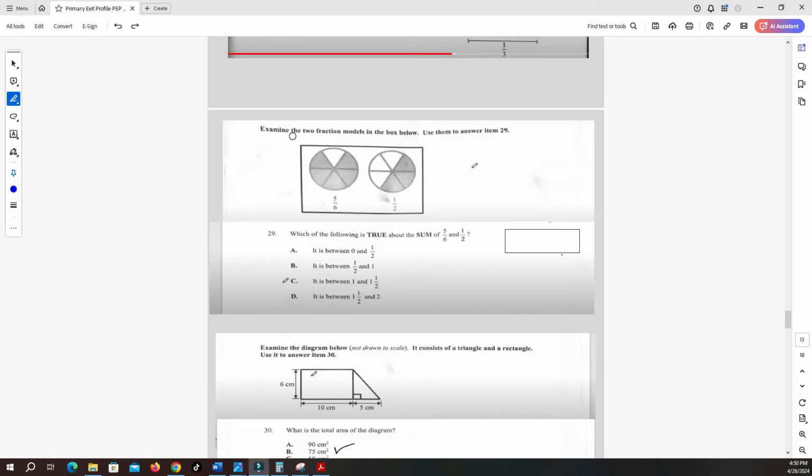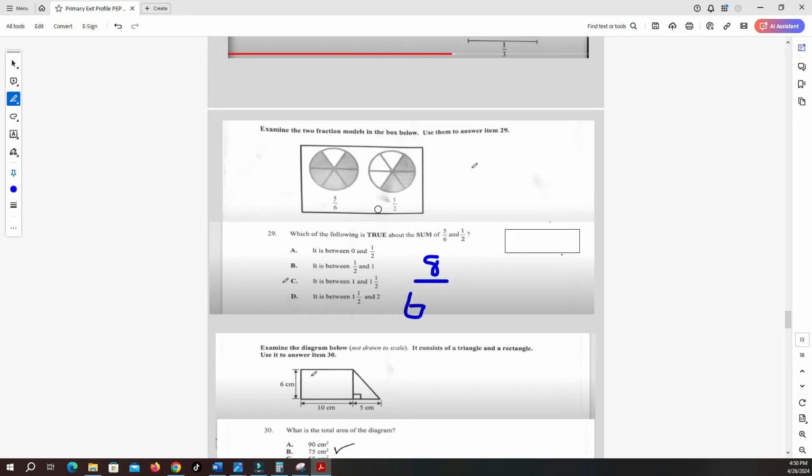Number 29 is saying, examine the 2 fraction models in the box below. Use them to answer item 29. So we see 2 models here, like 2 pie charts to me, but I guess they're fractions. It says 5 out of 6, so you have 5 shaded parts out of 6 in total, and then 3 shaded parts out of 6. This is just the lowest form, because 3 out of 6 is just like half. The 6 would be the common denominator, which I would say both would be 8 over 6. To be honest, just make it easy.